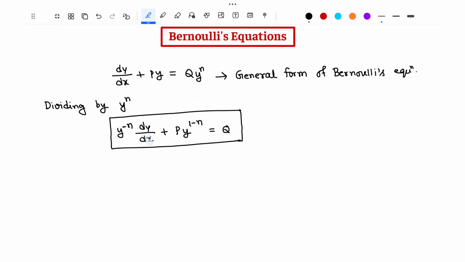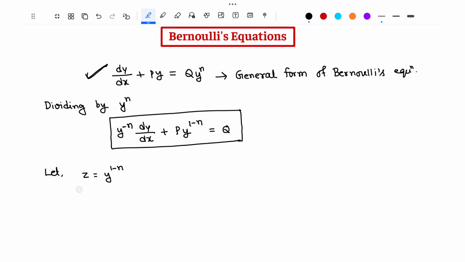Okay. Now here you can see that this equation is y to the power minus n dy dx plus p y to the power 1 minus n, this is equals to q. Now if I take y to the power 1 minus n, this is equals to z. Our target is we have to convert this Bernoulli's equation to linear equation. Okay, that's why I am taking y to the power 1 minus n, this is equals to z. Okay, so let z is equals to y to the power 1 minus n.